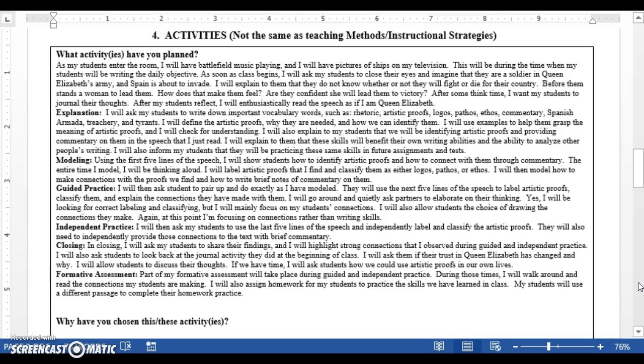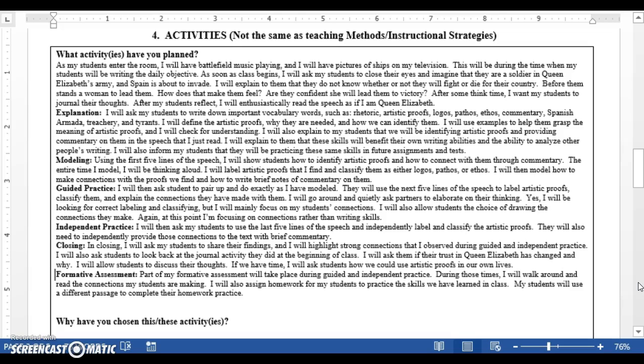I really want my students to understand the need for proofs, and so to do that, I'm going to do a little bit of role playing. So when my students walk in, normally the procedure will be that I'll greet them, they'll go sit down at their desk, write the daily objective, but today it's going to be a little bit different.